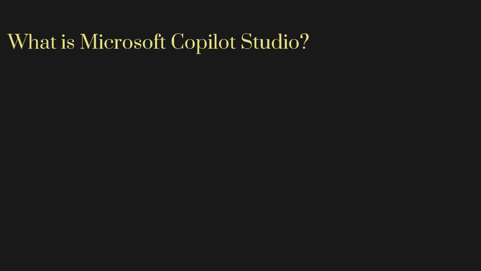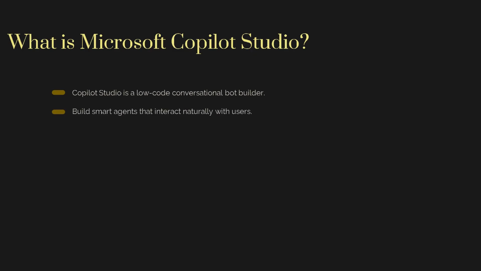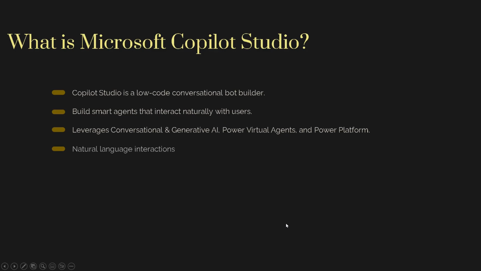What is Copilot Studio? Copilot Studio is a low-code conversational bot builder. Secondly, it builds smart agents that interact naturally with users. It leverages conversational and generative AI, Power Virtual Agents and Power Platform. Natural language interactions are there. Customizable AI capabilities are there for the Copilot.